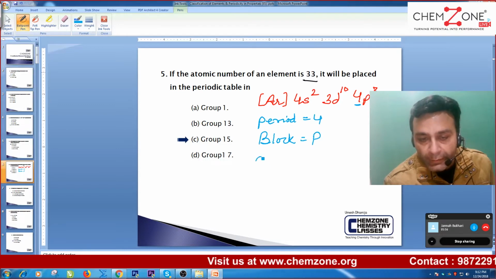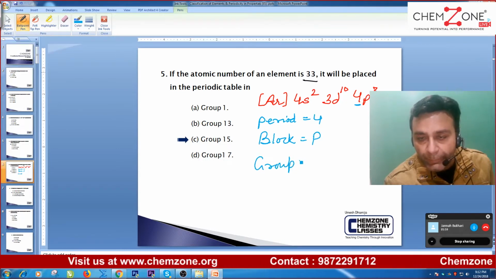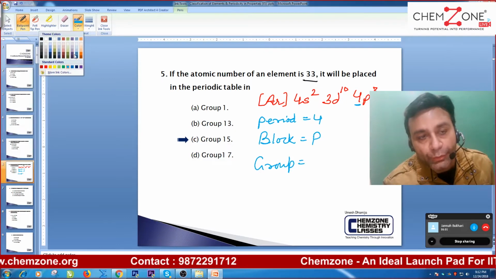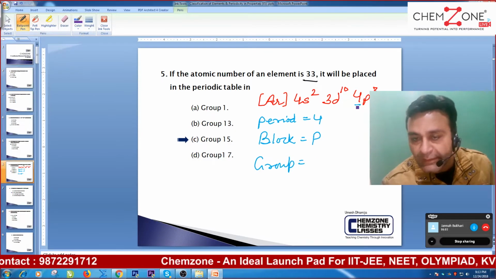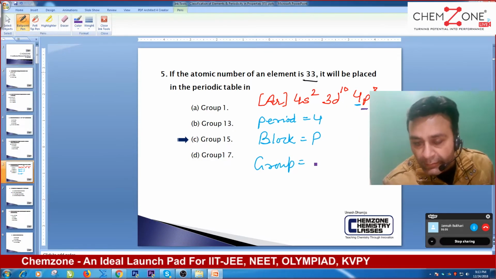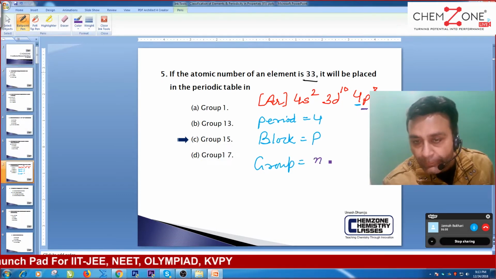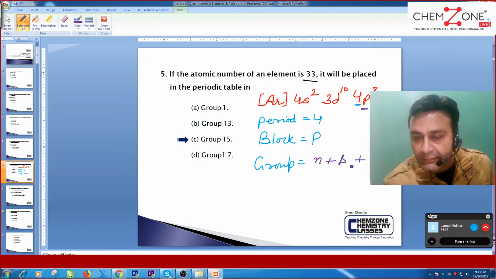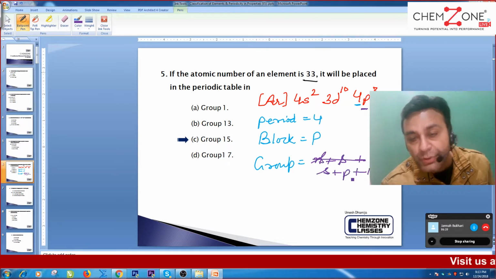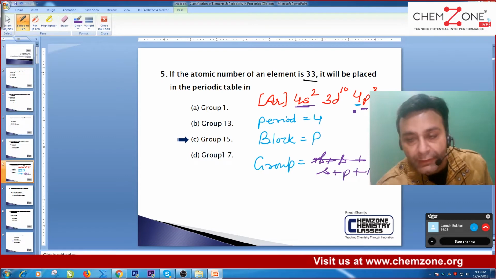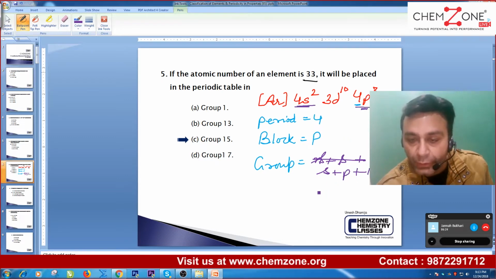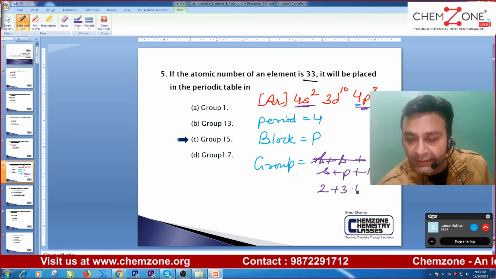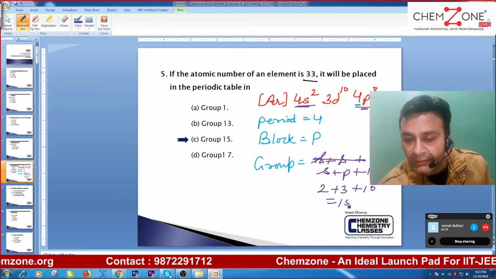And the group number: if the last electron goes into the p subshell, then it is s plus p plus 10. Outermost shell is the fourth shell, s electrons and p electrons plus 10. Total is 2 plus 3 plus 10, and that is equal to 15. That is the correct answer.